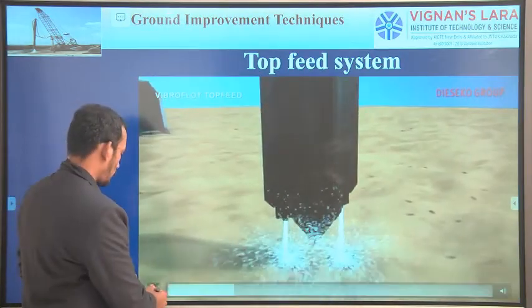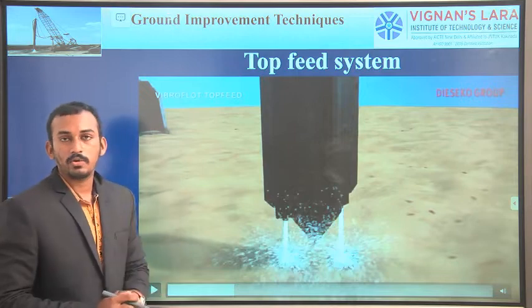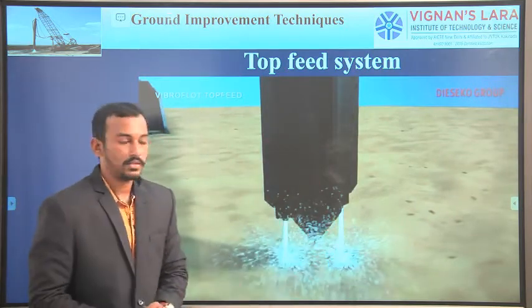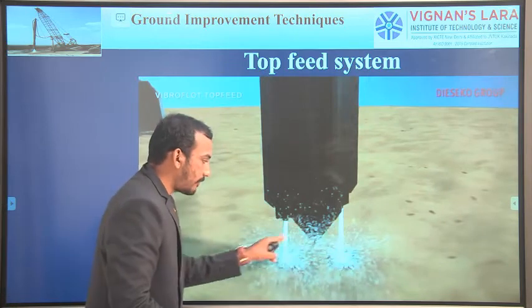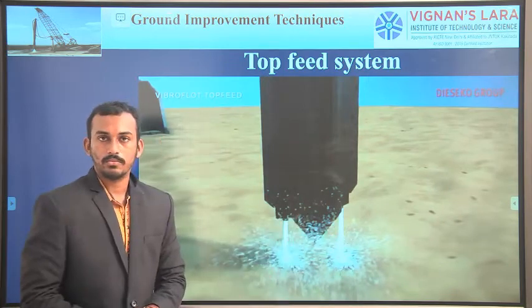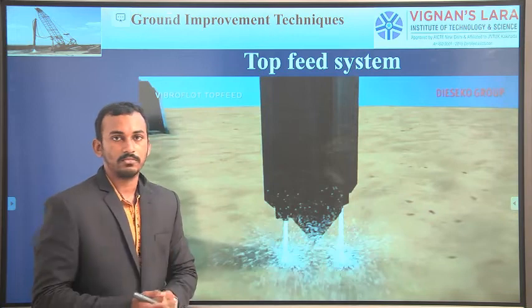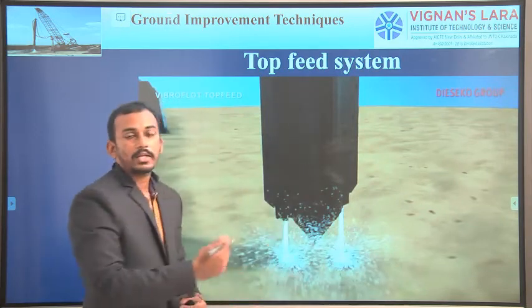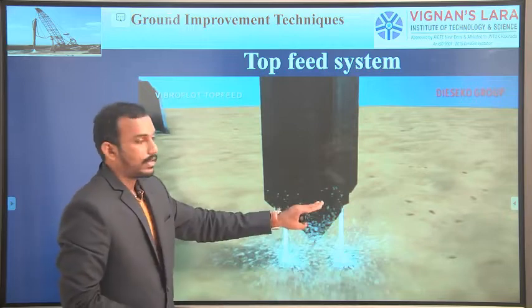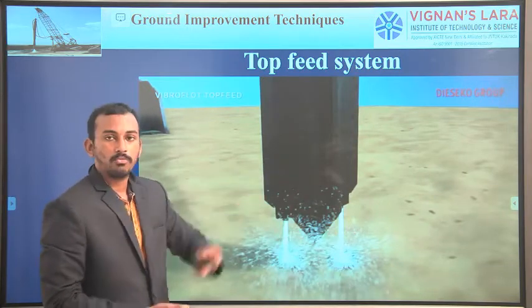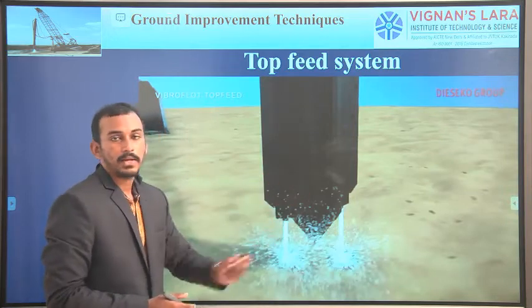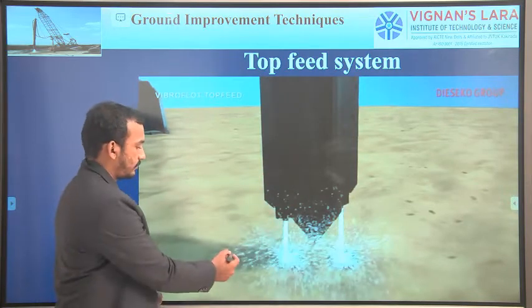Just as in the case of vibro replacement, the probe contains water jets, right? The water jets create a quicksand condition at the bottom. That means the soil is in a slurry form. With the self weight of the probe, it penetrates to the required depth. We are not using any hydraulic force or impacts to penetrate the probe. Just because of the self weight, the probe is penetrating.